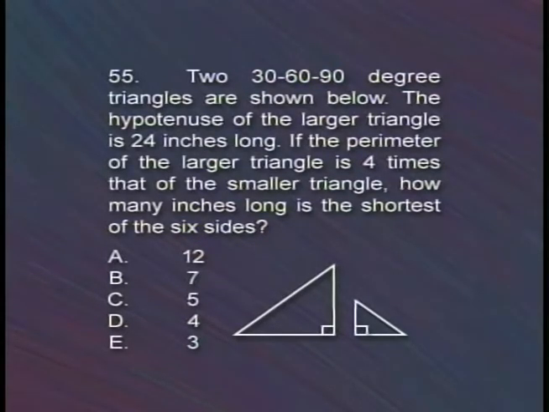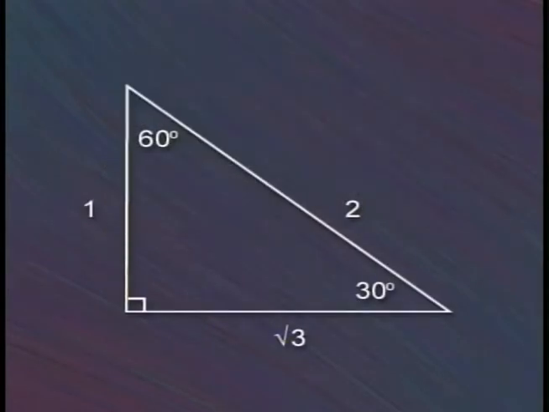This problem requires that we know the measurements of the sides of a 30, 60, 90 degree right triangle. In its simplest form, the measurements are 1, square root of 3, and 2, with these measurements corresponding to the 30, 60, 90 degree angles. Both triangles are 30, 60, 90. Therefore, the triangles are similar and the sides are proportional.